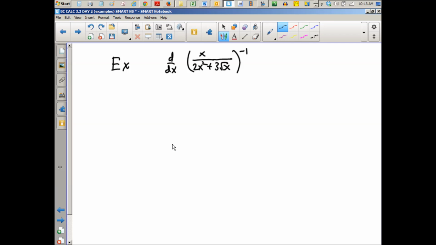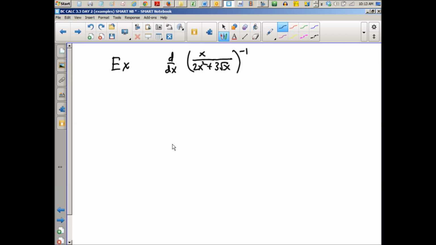Okay, for our next example, you see that we have a function with a power on it. So this can be a little intimidating. We're going to talk more about this later. If you have a composition of functions, how to handle that. But there's a rule called the chain rule that we need to know.